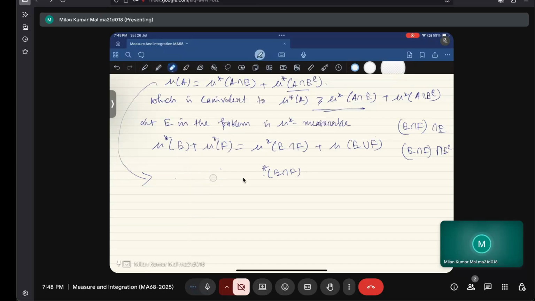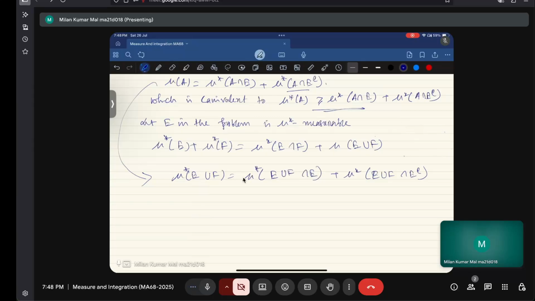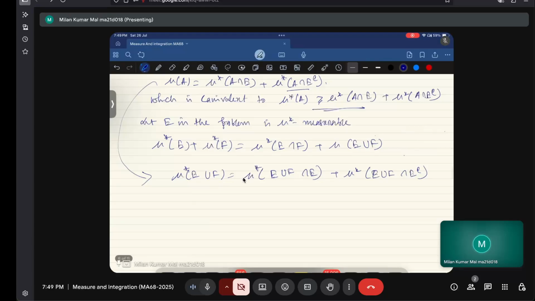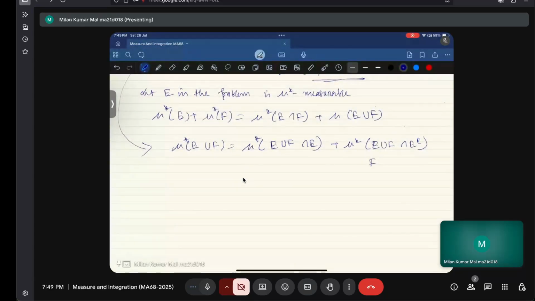So if we replace here E union F, then I'll get mu star of E union F intersection E, that is E again, plus mu star of E union F intersection E complement. So E union F with E complement gives F minus E intersection F. This is what it will give.